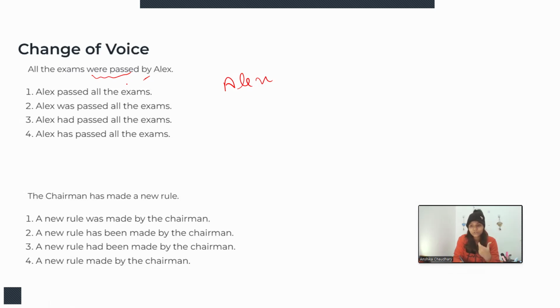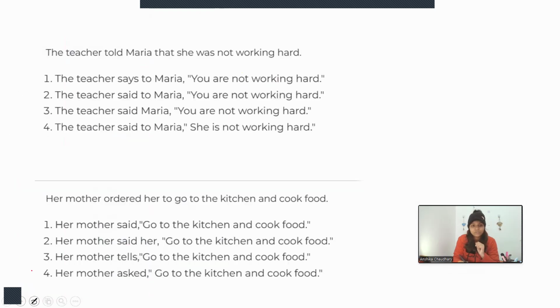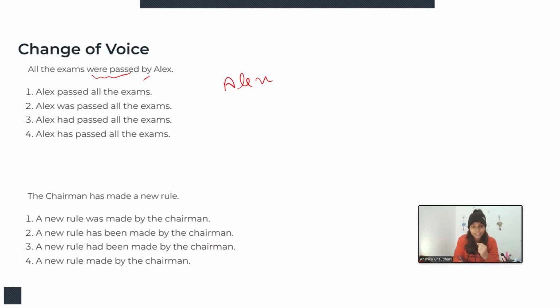So it would be converted accordingly, and I have added the rule chart as well, right? We are talking about passive this time, so the sentence is given in the "was" verb form, so it would be converted into the second form, that means past indefinite, right? So the main verb will be converted into the past tense, that means the second form of the verb. So it would become passed, right? And what is the object? All the exams. So it is Alex passed all the exams. Yes, option number one will be the correct answer.